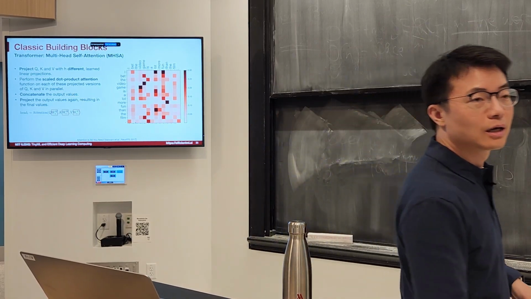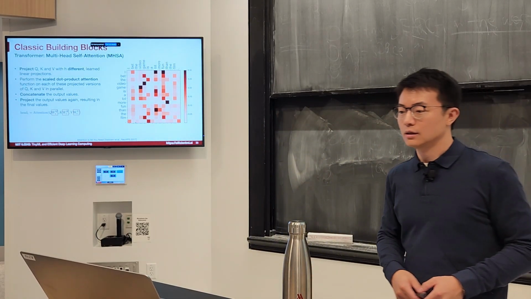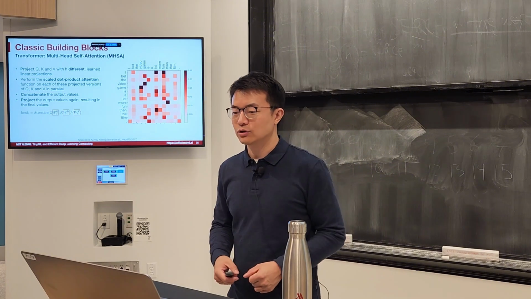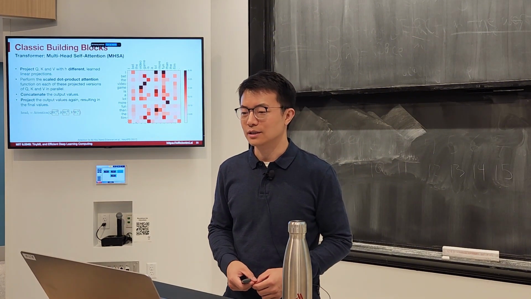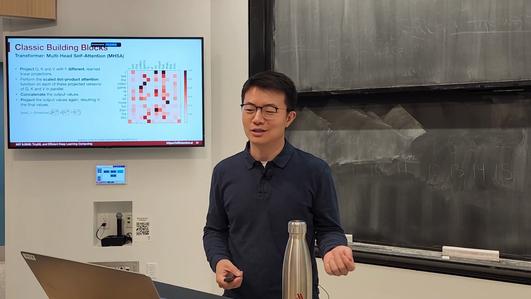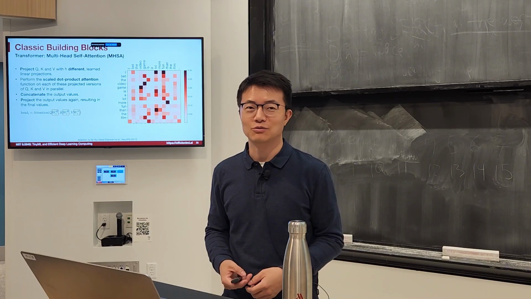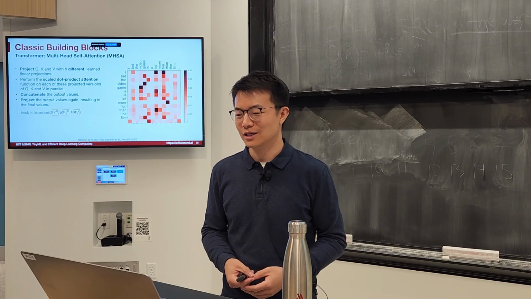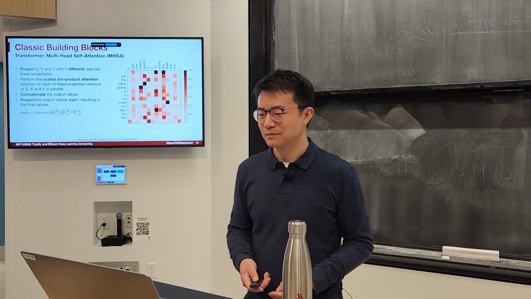Question? Why is this not symmetrical on the diagonal? It doesn't have to be symmetric. The future attending to the past versus the past attending to the future is not necessarily symmetric.